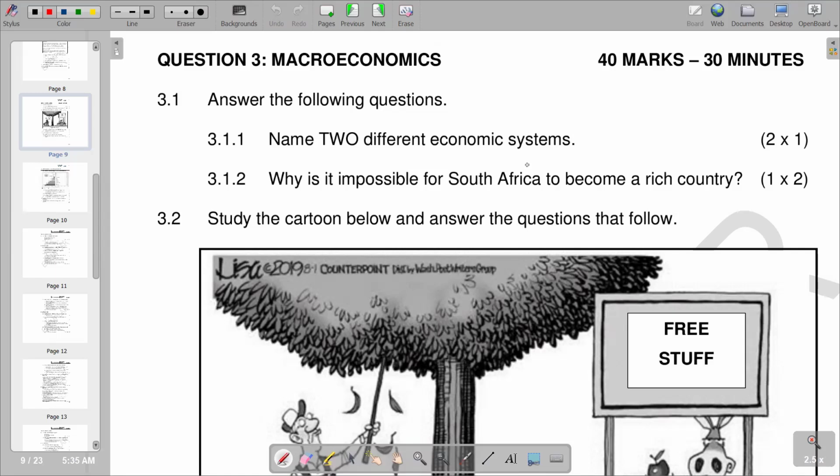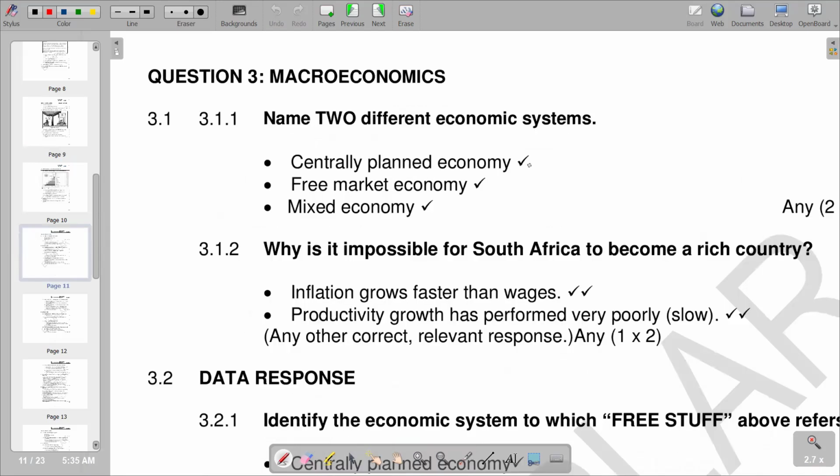Moving on to question three, which is on macroeconomics, it has 40 marks and requires you to spend on average 30 minutes. The question reads, answer the following questions. First part, name two different economic systems. We know that we have various economic systems. We talk about the centrally planned economy, the free market economy and also the mixed economy. So those are the ones that we have.